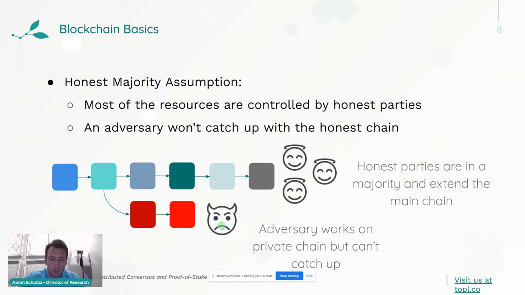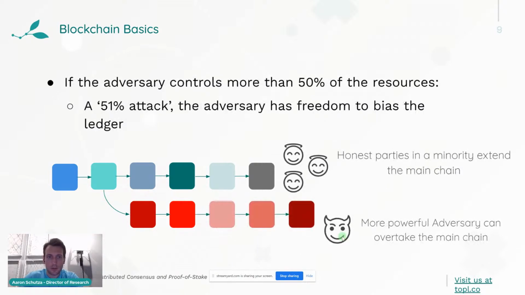Because this adversary that's trying to privately fork the blockchain can't catch up. They don't have enough resources to catch up. The next slide shows a different situation with a hypothetical adversary that has a majority of resources. And this kind of cartoon is designed to indicate that this more powerful adversary can overtake the main chain because they're probabilistically going to create more blocks in a given time frame. So this sort of 51% attack can be mounted.